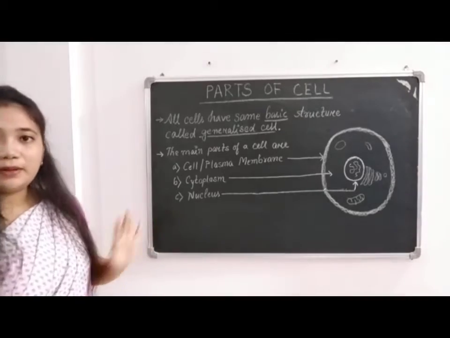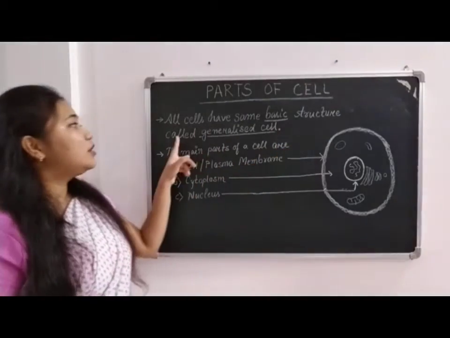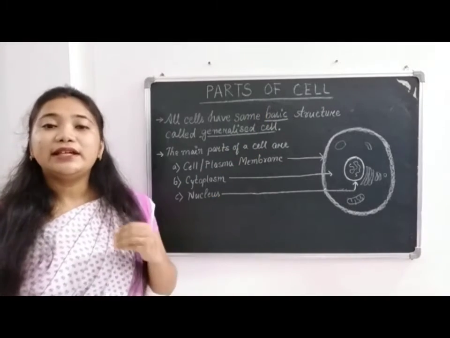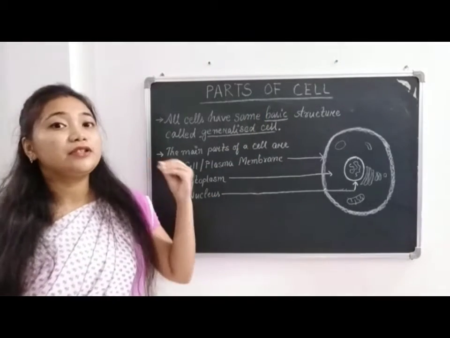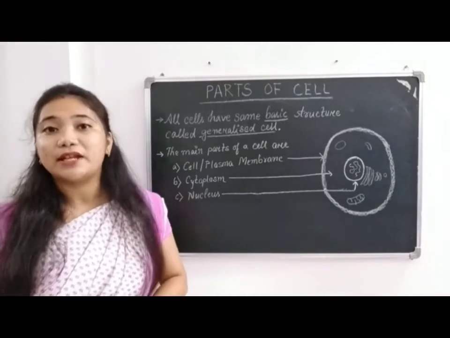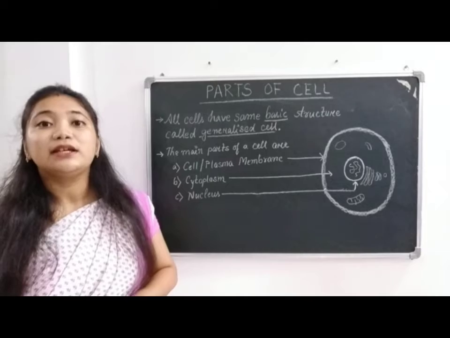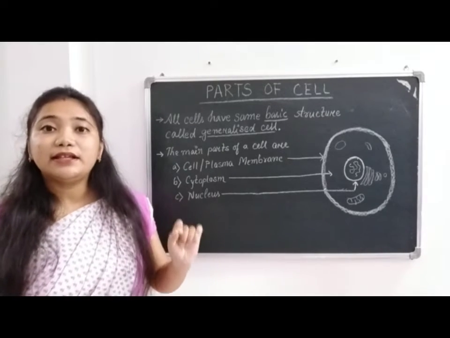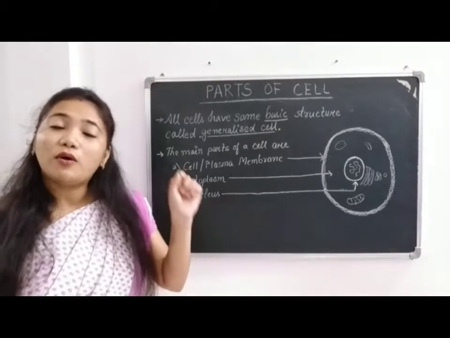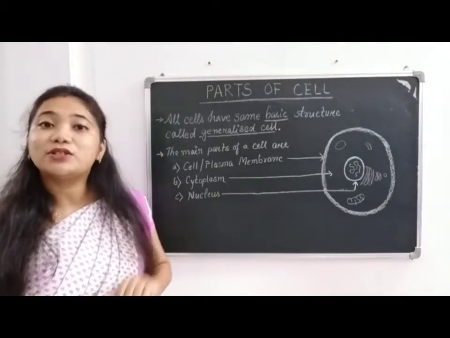So you will look over here, you will see all cells have the same basic structure called the generalized cell. So according to this, we can say that the cell may have different sizes, it may have different shapes, there may be different numbers of cells present, but the basic structure of the cell will always remain the same. For all the cells, there is a basic structure. That means there are some common structures which will always be present in the cells. So we are going to discuss those basic structures today.